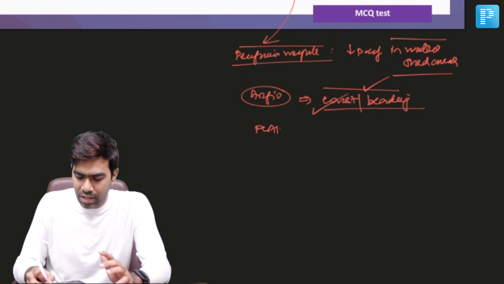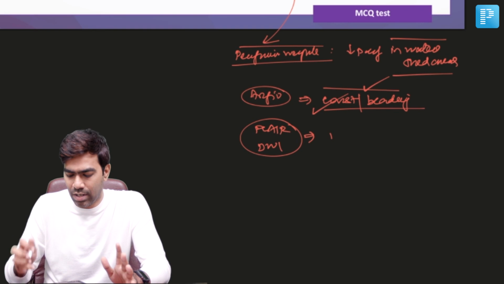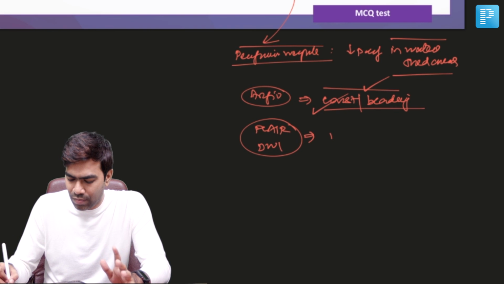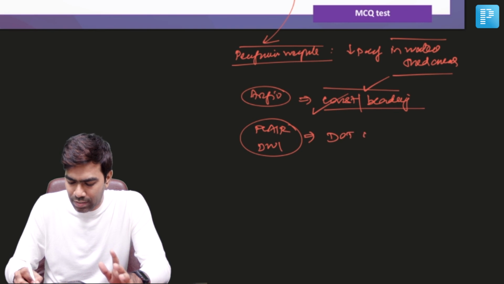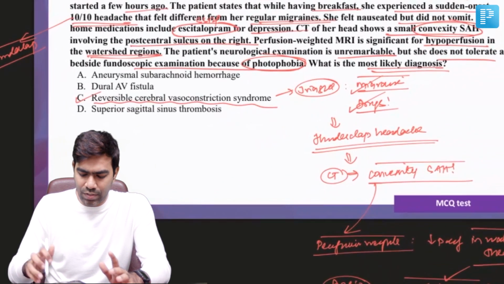And FLAIR MRI or probably a diffusion-weighted sequence of MRI can show a focal area of cerebral hypoperfusion and ischemia, and that is what we refer to as the famous dot sign. So this is another feature of RCVS. So the right answer for this question is going to be RCVS.